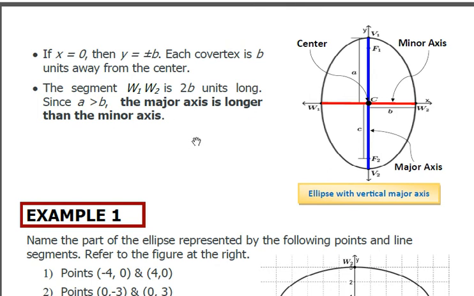That's always the case. Whatever is the longer length in an ellipse is what we call the major axis, and the shorter length, collinear with the center and either the co-vertices or the vertices, is the minor axis. So this is an example of an ellipse with vertical major axis.